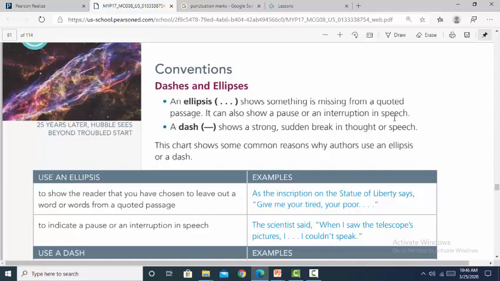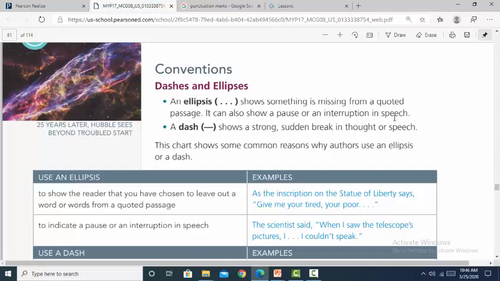It shows something that's missing from a quoted passage. It can also show a pause or an interruption in speech. So if there's something missing, or you have only part of the quote and not all of it, or there is an interruption or stopping in speech, you have to use ellipses.